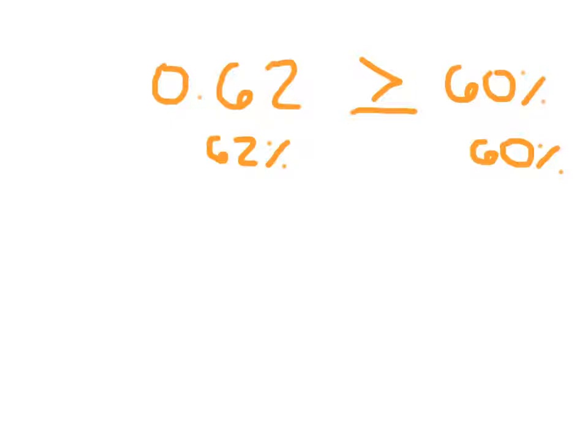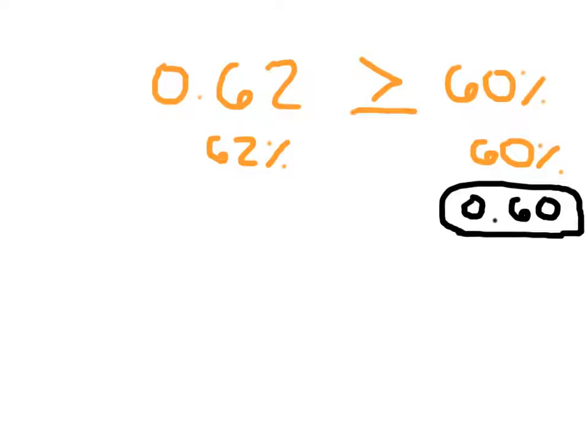Now, the other way to do this is instead of converting over to percentages, we can just go ahead and convert everything to decimals. And then 60% could be rewritten as 0.60, and in this case 0.62 is greater than 0.60. Much easier to compare things if we're just going to decimals, especially when we're going to go ahead and involve fractions as well.